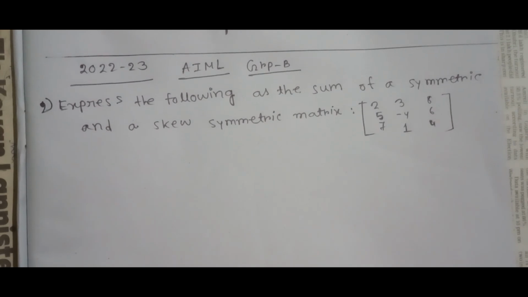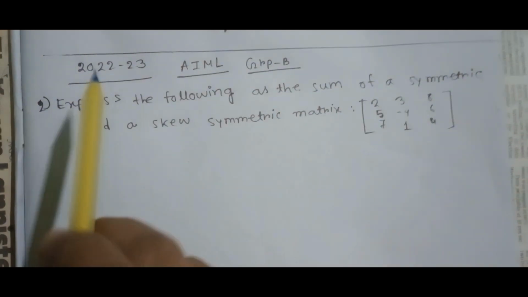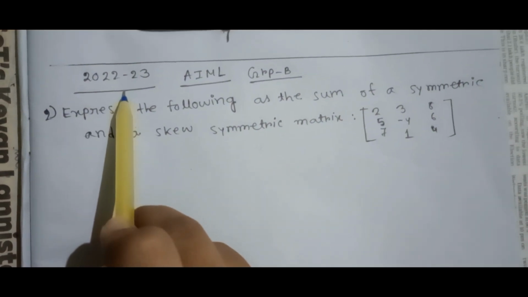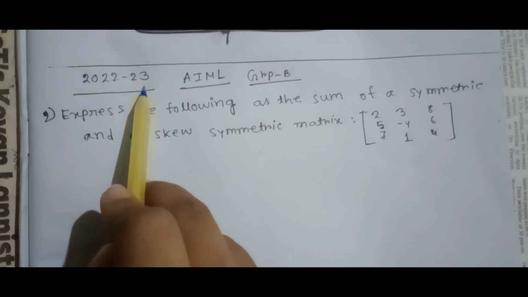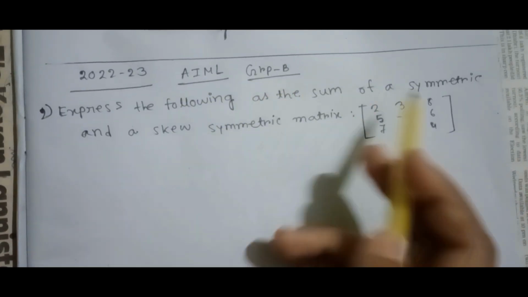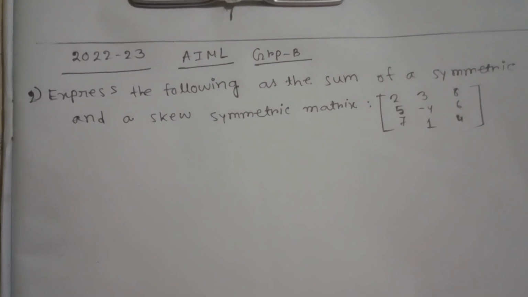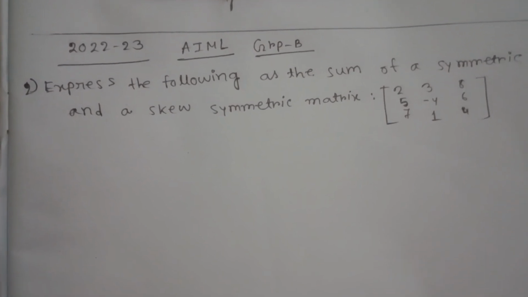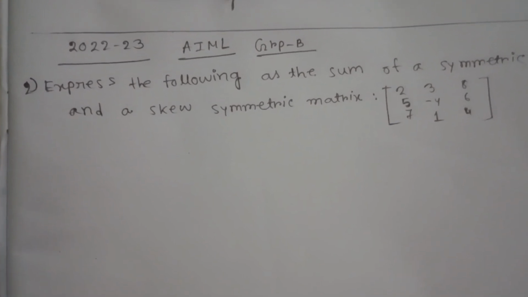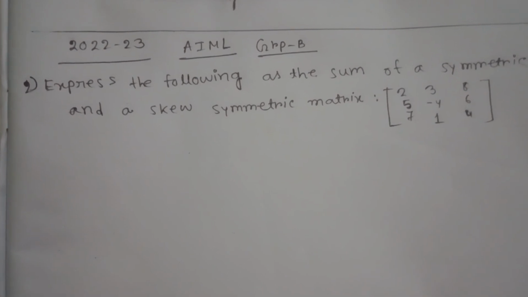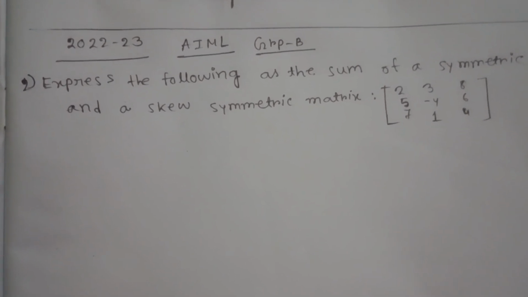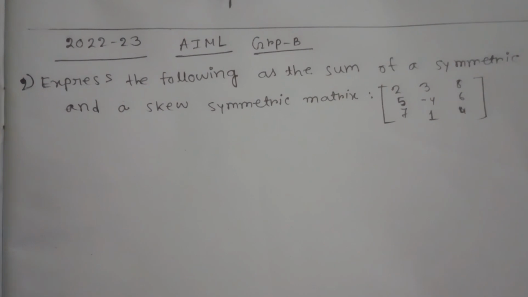Today I will discuss with you the AIML 2022-23 question paper for MAKAUT students. Group B, question number 2. Express the following as the sum of a symmetric and a skew-symmetric matrix: [2, 5, 7; 3, -4, 1; 8, 6, 4].